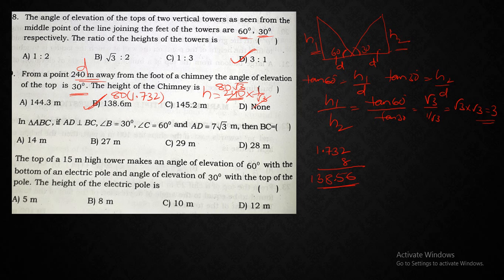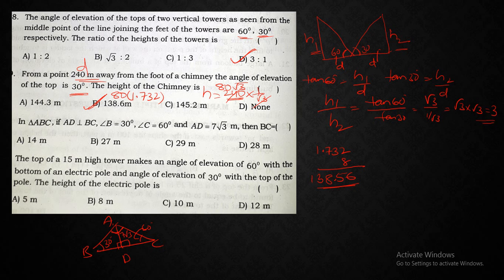Next, he has given, in triangle ABC, AD is perpendicular to BC. Angle B is equal to 30 degrees. So if angle B is equal to 30, angle C is equal to 60. Then automatically this angle is 90 only, no? AD is equal to 7 root 3.